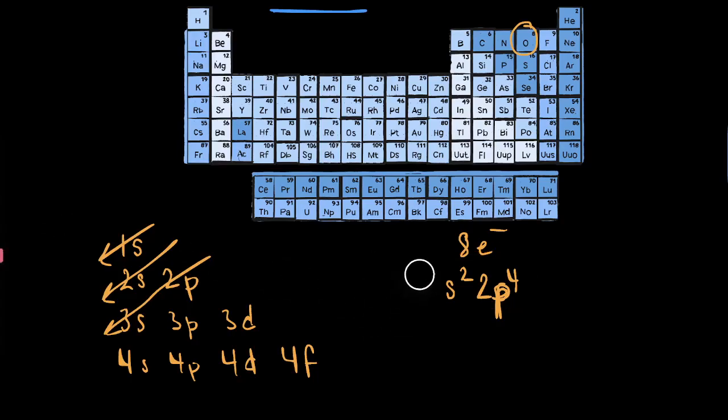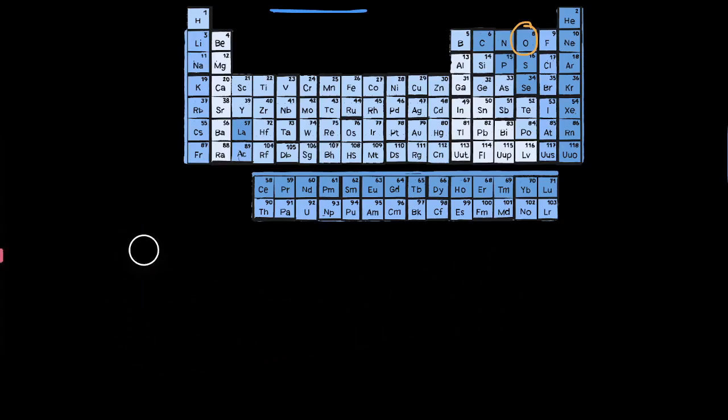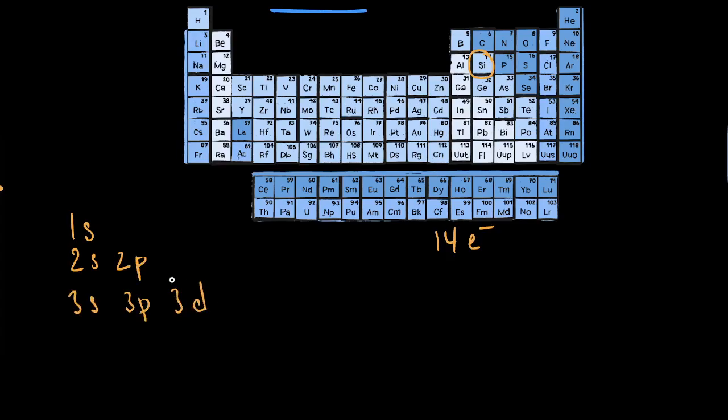All right, let's look at another example. Let's say we want to find the electron configuration of silicon. Silicon has an atomic number of 14, and so it's going to have 14 electrons. So let's start by first drawing out that schematic, or that diagram: 1s, 2s, 2p, 3s, 3p, 3d. We can continue, but in this case, we wouldn't really need the fourth energy level.